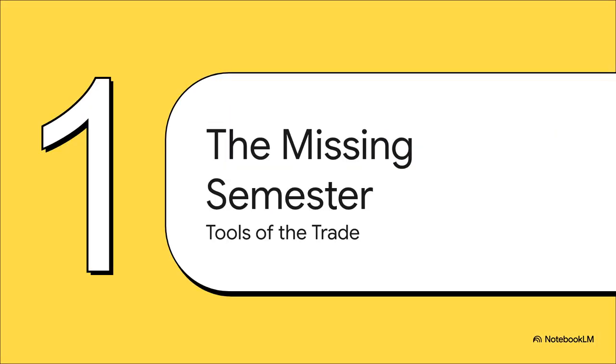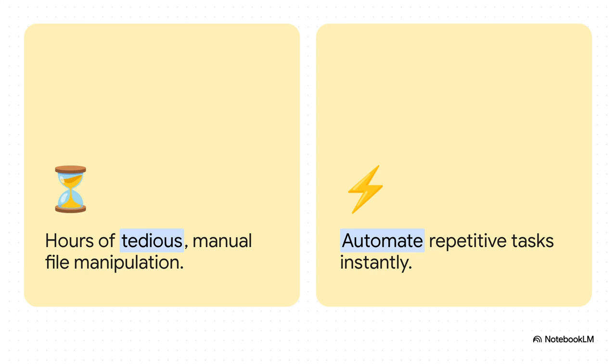Starting off with Section 1, the missing semester. You see, formal computer science education is fantastic at teaching theory, but it often skips over the practical tools, the everyday skills you're expected to just magically pick up on your own. And this brilliantly illustrates the cost of not knowing those skills. Just look at the stark contrast. On one hand, we have the reality for a lot of people, manual file manipulation, dragging, dropping, and clicking your way through literal hours of tedious repetitive work.